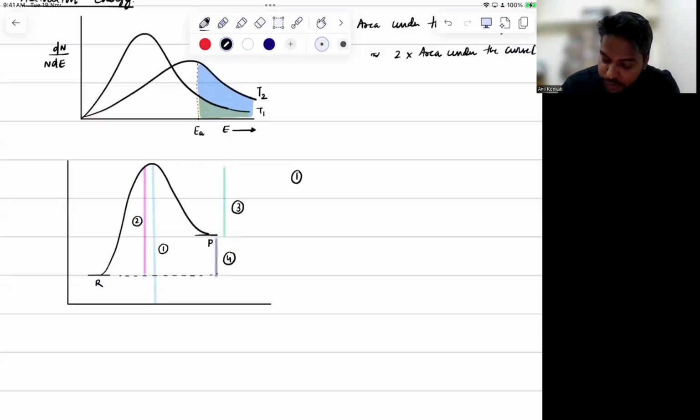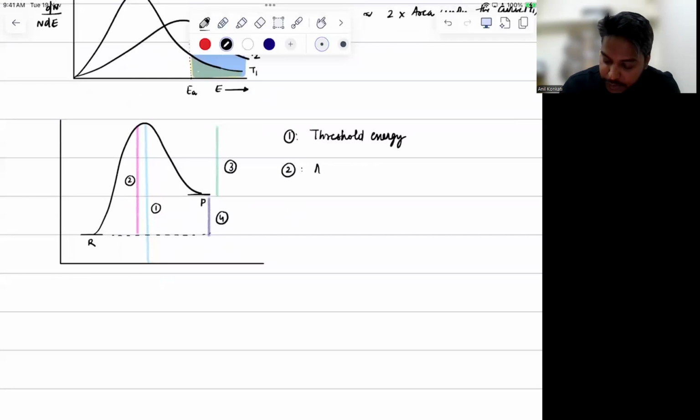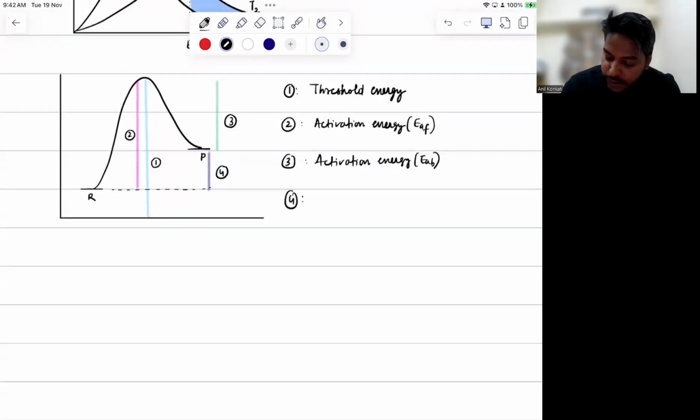So one is threshold energy, and 2 is activation energy. 3 is also activation energy, but this is in forward direction. This is activation energy in backward direction. Fourth is delta H of the reaction.